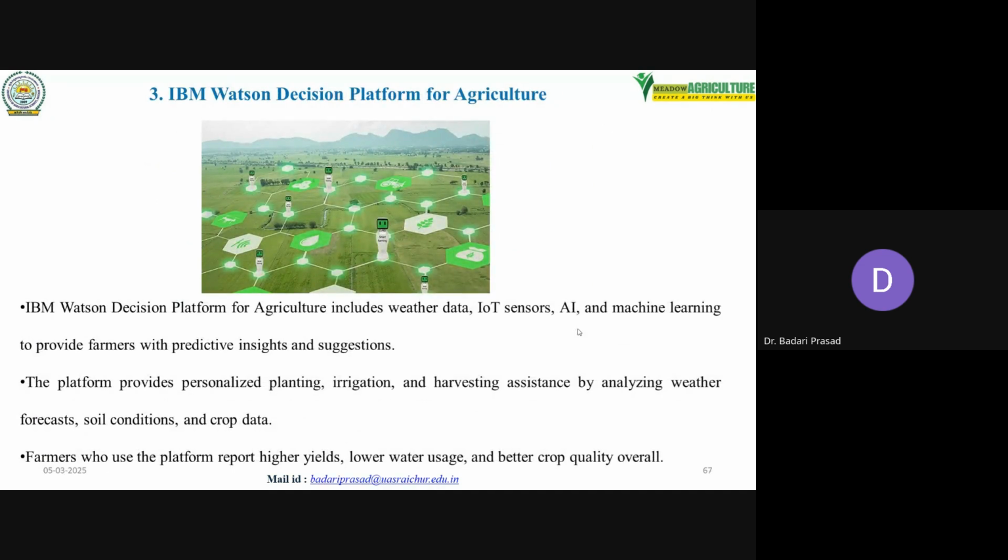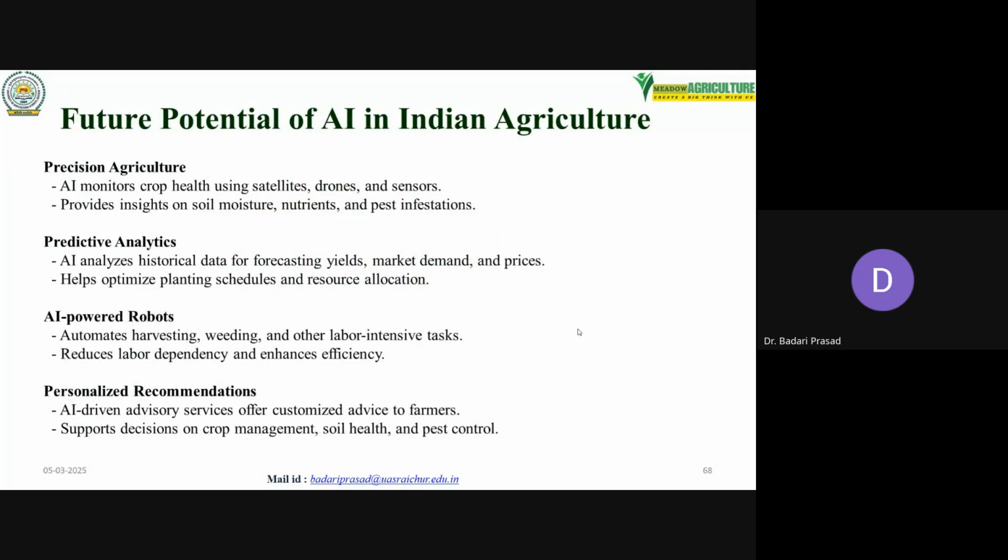Similarly, the IBM Watson Decision Platform for Agriculture includes weather data, IoT sensors, AI, and machine learning to provide farmers with predictive insights and suggestions. The platform provides personalized planting, irrigation, and harvesting assistance by analyzing weather forecasts, soil conditions, and crop data. Farmers who use the platform report higher yields, lower water usage, and better crop quality overall. So all those three developments are very wonderful innovations in the field of agriculture.